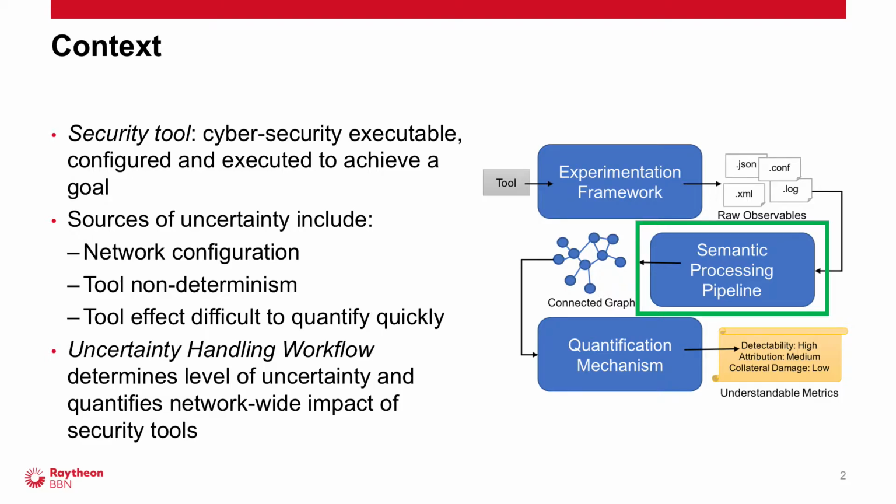So we introduce the uncertainty handling workflow, which is shown in the figure on the right, which helps determine the level of uncertainty and quantifies the network-wide impact of security tools. I want to highlight two things here. It helps determine the level of uncertainty, and it quantifies the network-wide impact. That means we're looking at the effect across the entire network as opposed to looking at the effect on one host. So these two things really make this approach unique.